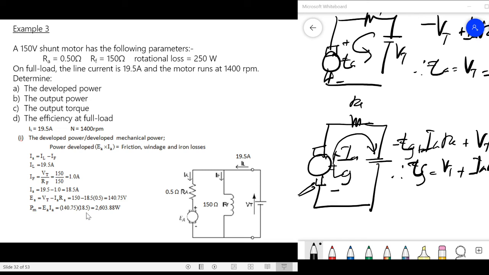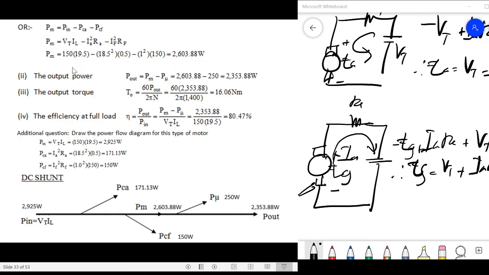So dah habis dah topik yang you takut. Ni topik yang you tak takut sebenarnya. So dapatlah PM EAIA 2603.88 watt. So PM is sama juga, dia pakai this step. PE minus PCA minus PCF. Ni pakai power flow diagram. So VTIL input power tolak IA squared RA tolak IF squared RF, tengok dapat value yang sama. Tak kisah you nak pakai formula ataupun you nak pakai power flow diagram, benda yang sama.